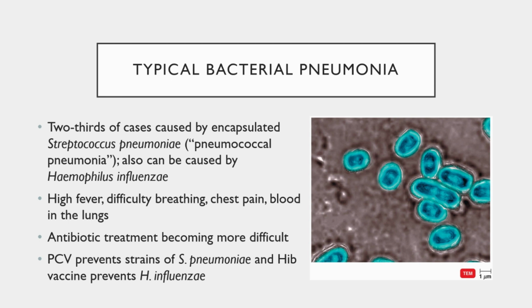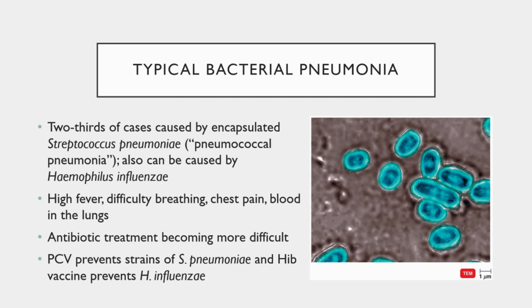Children are able to get PCV 13, which protects them against 13 different strains. Older adults can get PCV 15, or as of 2021, PCV 20, which protects against either 15 or 20 different strains, respectively. And these are about 60 to 70% effective at preventing pneumonia. In addition, the Hib vaccine is part of the regular infant vaccine schedule. It protects against Haemophilus influenzae.